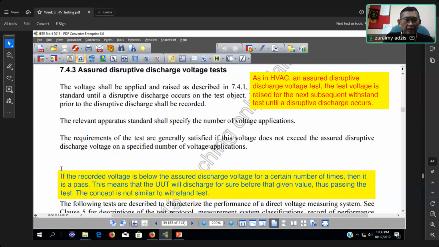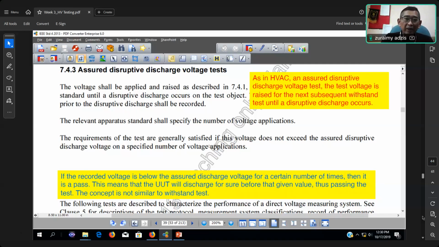here there's a yellow note. If the recorded voltage is below the assured discharge voltage for a certain number of times, then it is a pass. Because this test is assured disruptive voltage, meaning if during the test the insulation breaks down before the assured disruptive discharge voltage, then it is a pass. If you raise the voltage above the disruptive discharge voltage that has been set for the unit under test and it didn't discharge, then it is a failure. Make sure you're clear about that.